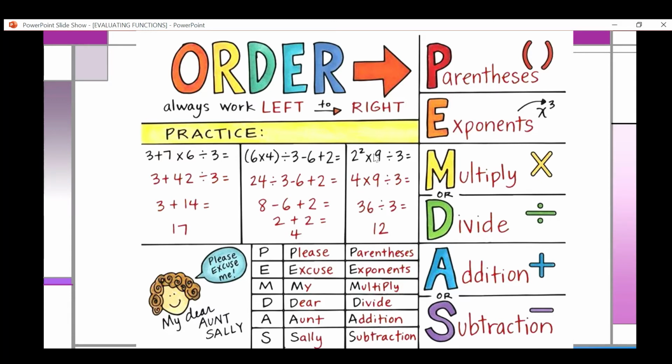So, 2 squared times 9 divided by 3. So, ano yung mauna? Since there is no parenthesis, exponent muna. So, 2 squared, that's 4. Then, multiply muna instead of divide. So, 4 times 9, so that's 36. Divided by 3, the answer is 12. Okay? So, ito daw yung palatandaan. You can memorize this phrase. Please excuse my dear Aunt Sally. Ayan. Sa junior high yan, naalala nyo ba yan?